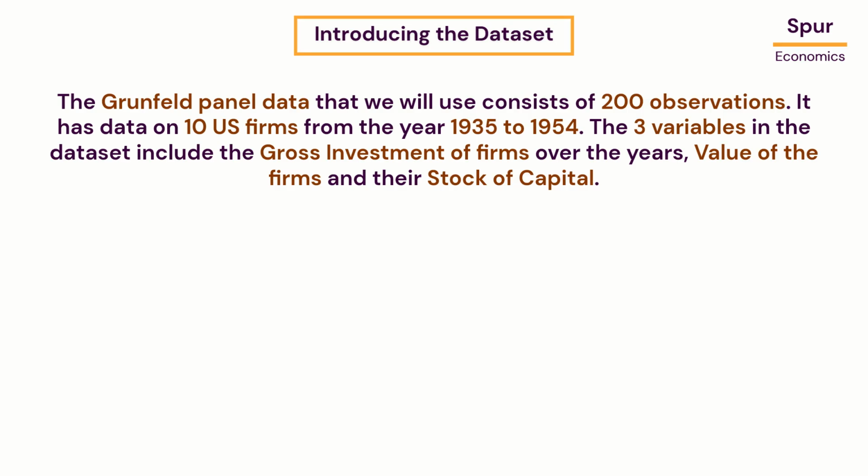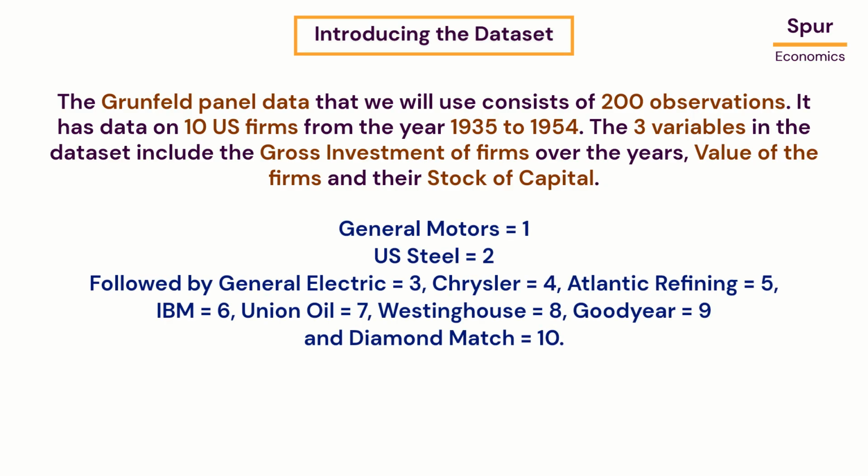It has data on 10 U.S. firms from the year 1935 to 1954. The three variables in the dataset include the gross investment of firms over the years, value of the firms, and their stock of capital. The 10 firms included in the data and their coding are shown here.